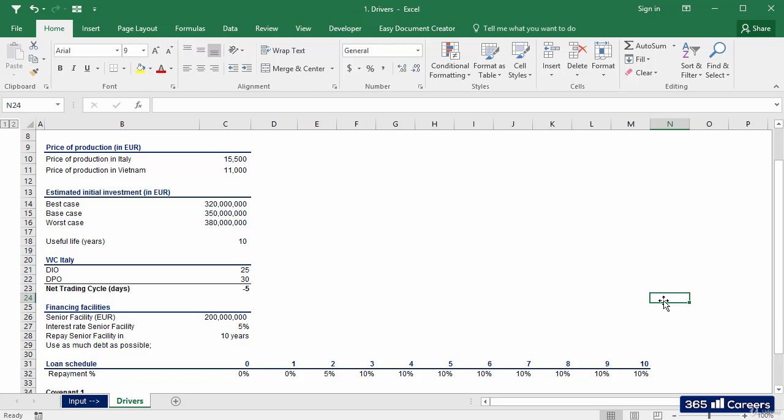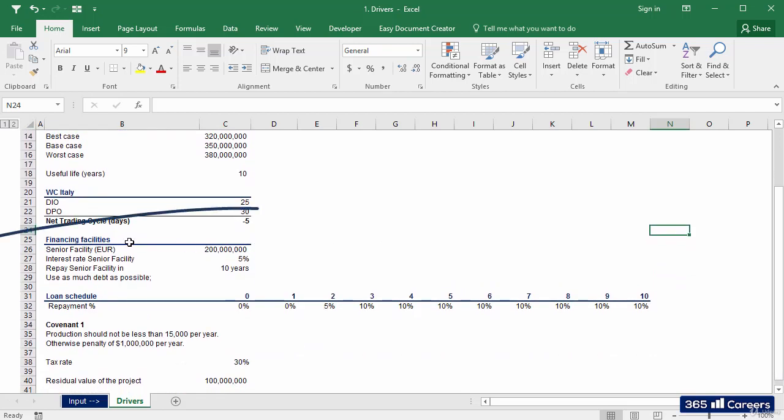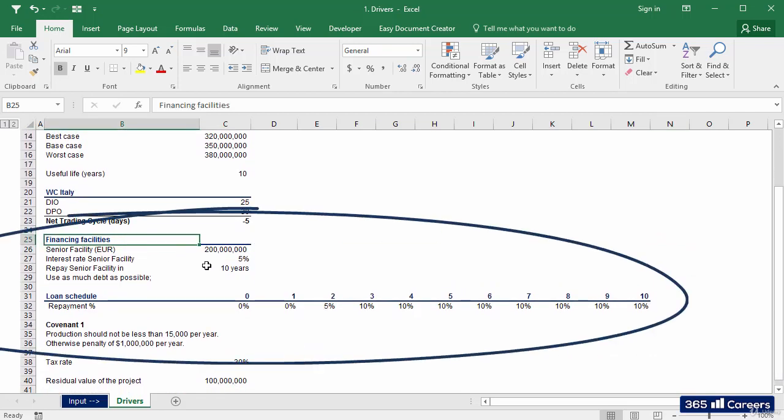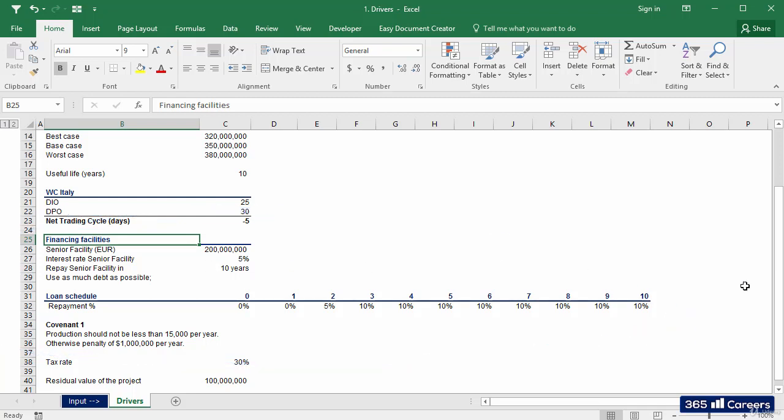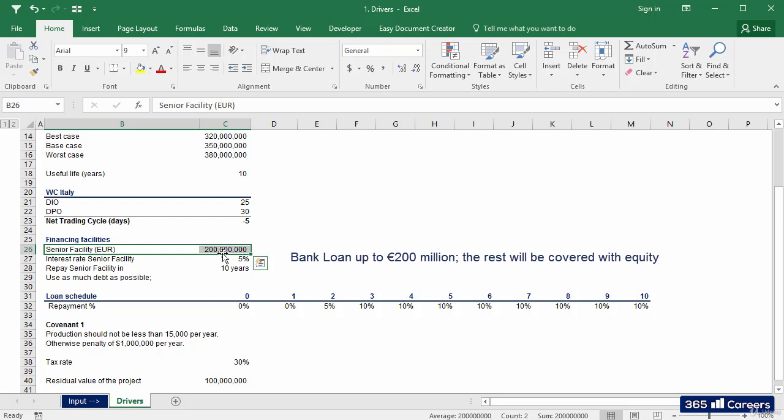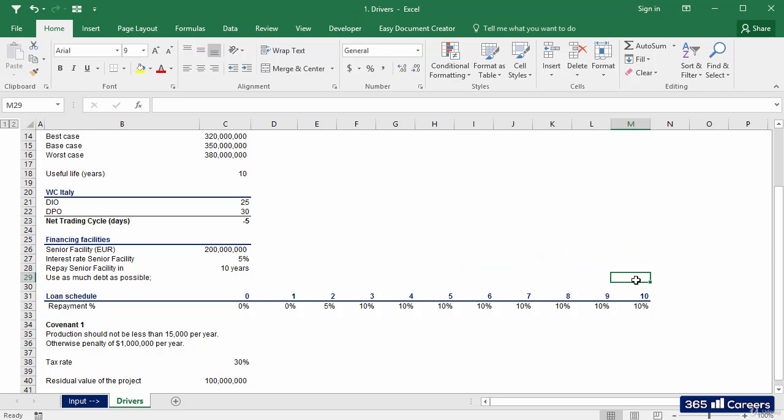All right, scrolling down, we find information about the financing terms the company will use to finance the initiative. The firm will use a mix of debt and equity. We should remember that going forward with the exercise. The loan terms have been pre-agreed with the firm's bank. They will provide a loan that can go up to a maximum of €200 million, and the rest will be covered with equity. Top management has expressed the desire to use as much debt to finance this initiative as possible. Therefore, it would be best to assume €200 million will be invested.